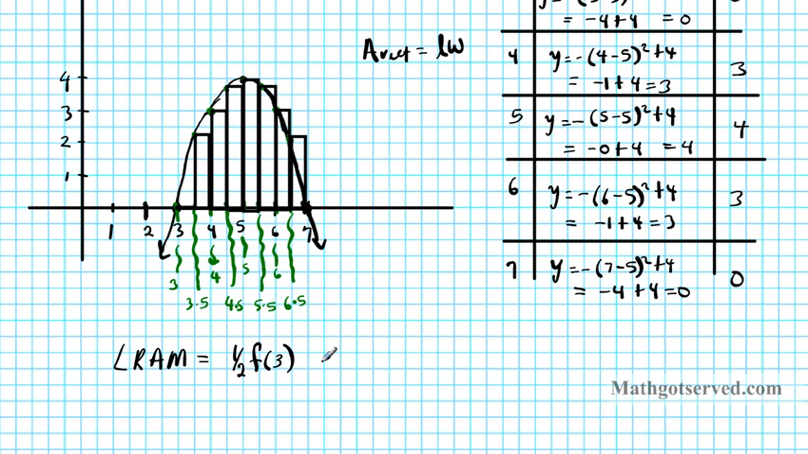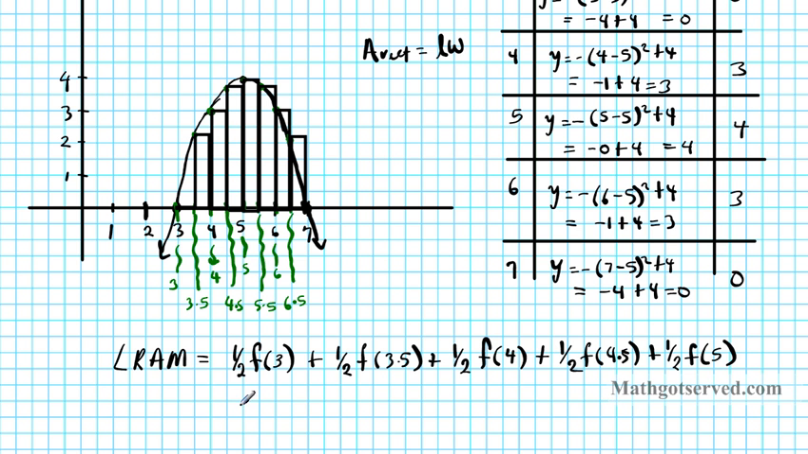It's still going to be another 1/2 because all the widths are uniform, times 1/2 times f of 3.5 plus 1/2 times f of 4 plus 1/2 times f of 4.5 plus 1/2 times f of 5 plus 1/2 times f of 5.5 plus 1/2 times f of 6 plus 1/2 times f of 6.5.